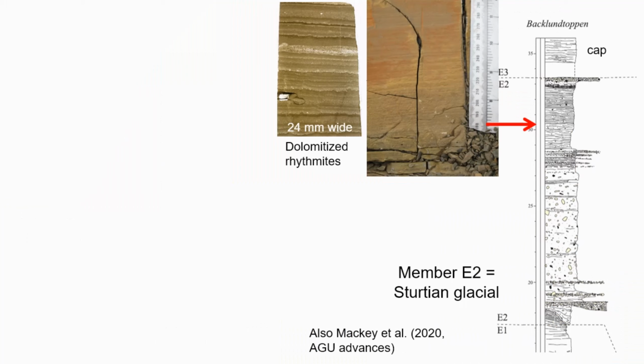Here is more unpublished information on the Svalbard Sturtian deposits. A log of one locality is shown on the right, with glacial deposits capped by laminated limestones and dolomites. The photographs show rhythmites from around the 30-metre mark on the log. These are laminites with sediment delivered by ice melt.